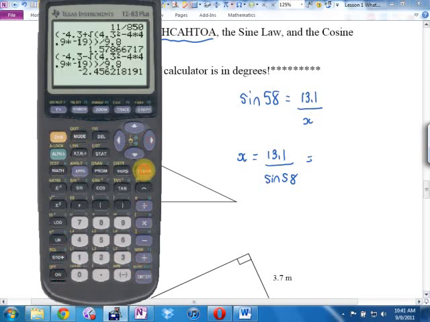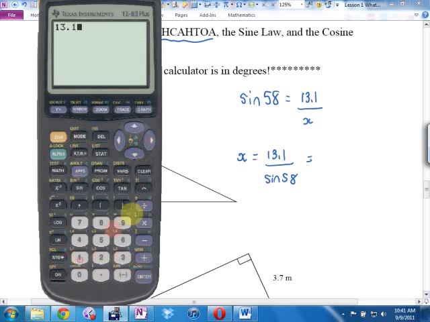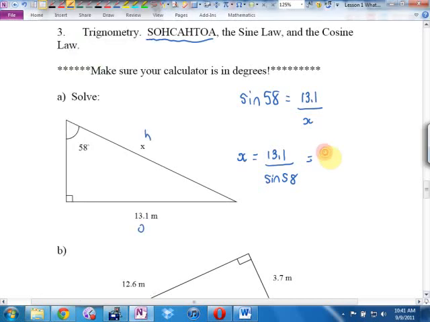13.1 divided by sine of 58, close bracket on my calculator. 15.446, oh no, wait a minute, two or three sig figs. I'd accept 15, but I think 15.4 would be better. Units? Meters?